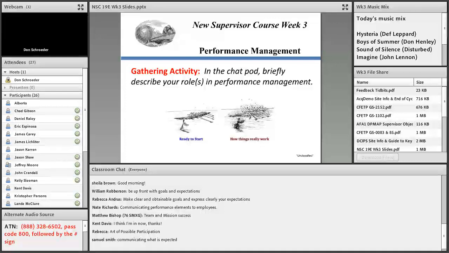And we are now recording, and again, welcome to the new supervisor course, week 3. This one, we're going to be getting into a lot of performance management. That's the main focus of today.